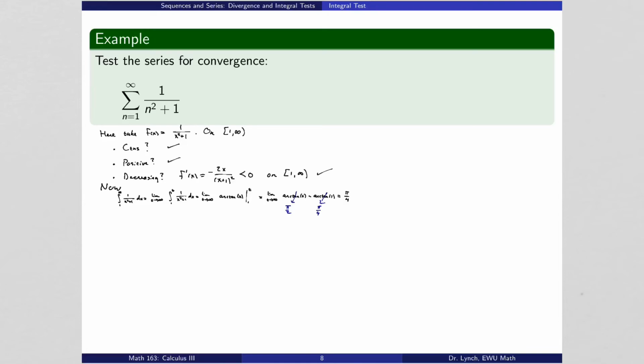But the big deal here is that this integral converges. So by the integral test, our series does too. Now, one final example here.